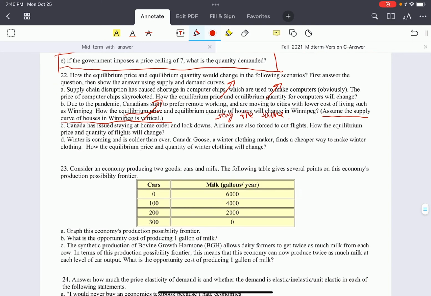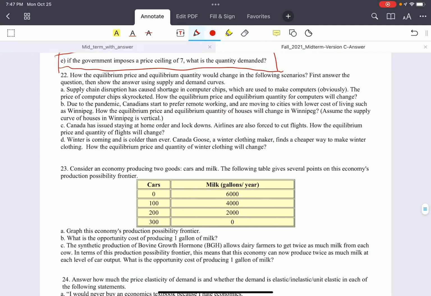Okay. C says Canada has issued staying at home order and lockdowns, airlines are forced to cut flights, how the equilibrium price and quantity of flights will change. So in this case, you have two changes, demand change and supply change. Demand will be lower because Canada has issued staying at home order, so people cannot really just go out and fly. And then airlines are forced to cut flights, so supply will be lower.